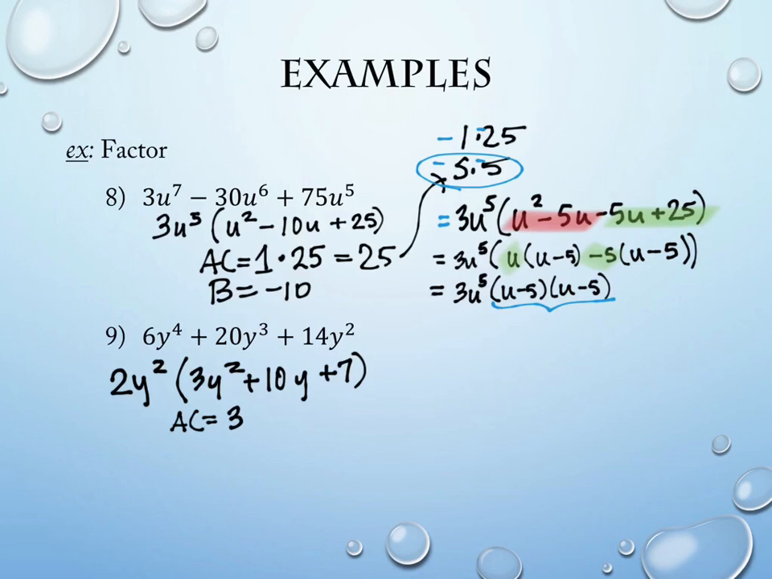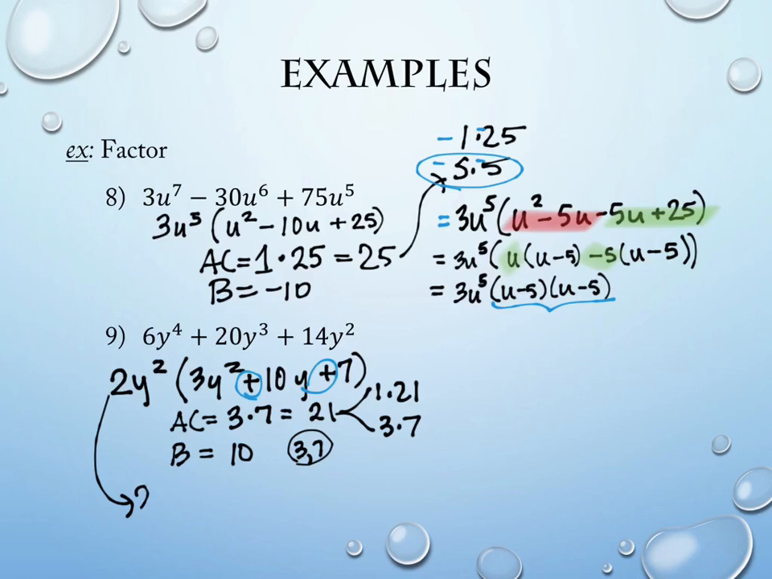So AC, I have 3 and I have 7. 3 times 7 is 21. My B value is 10. There are only 2 things that 21 could be. It's 1 and 21 or 3 and 7, right? So 21 is a pretty friendly number. I don't have a lot of choices. The other thing that makes this one nice is that my signs are all positive. Also very friendly. So is it 1 and 21 or 3 and 7 that add to 10? 3 and 7. So 3 and 7 are my magic numbers, if you will.